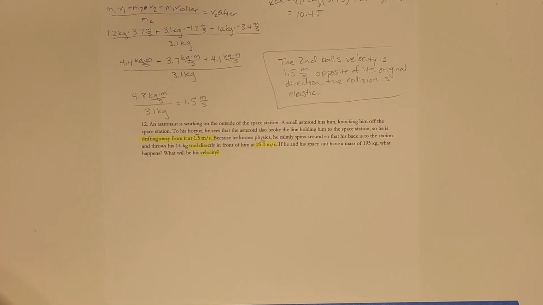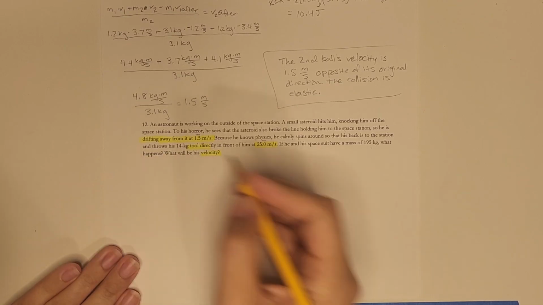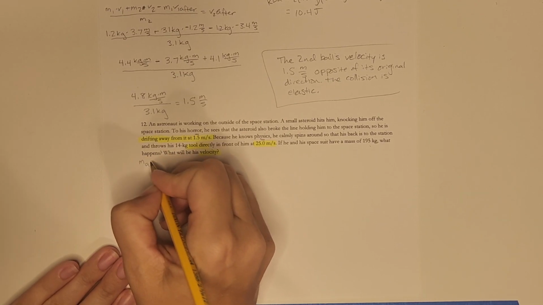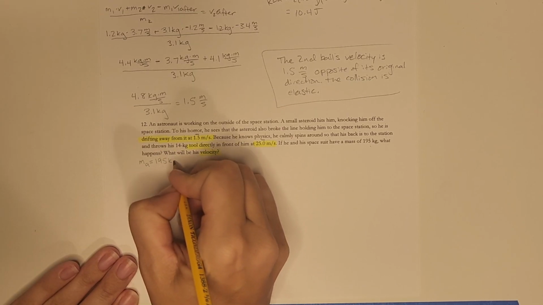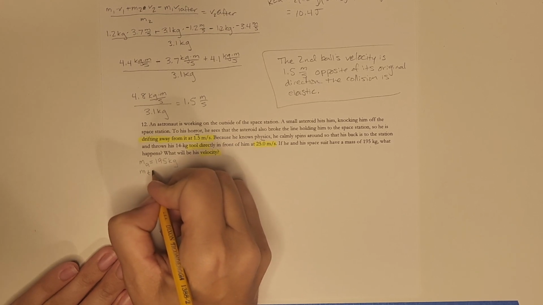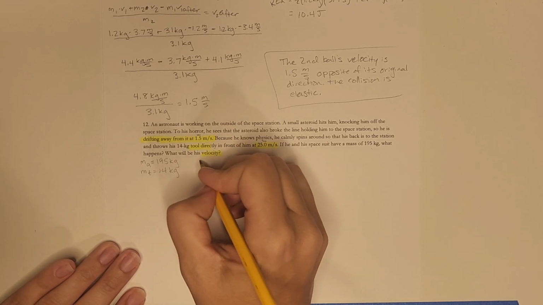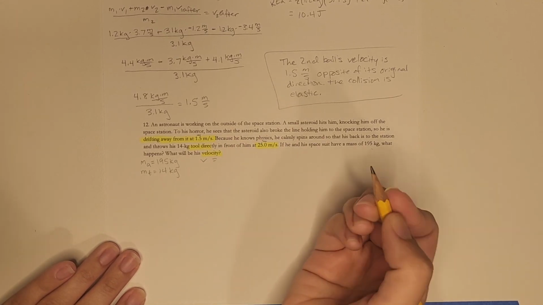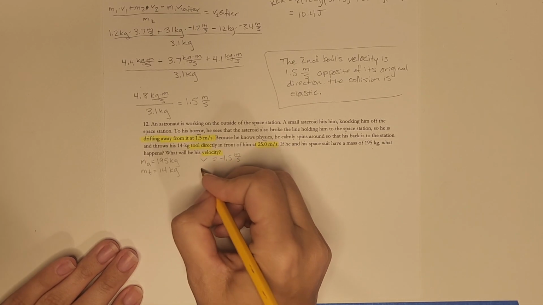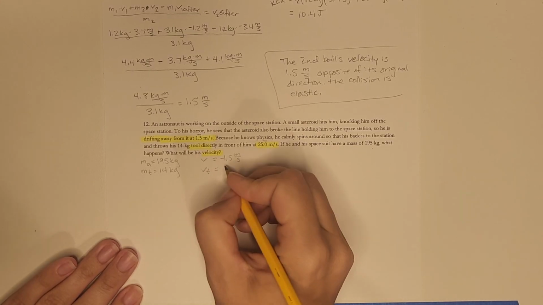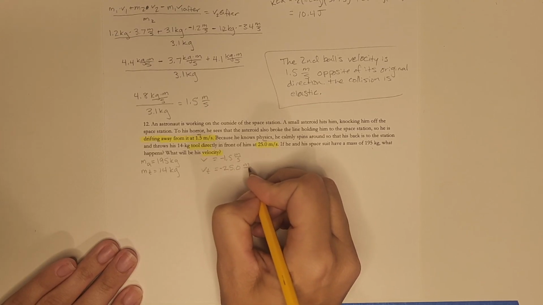So let's now write out what we know. We know the mass of this astronaut, 195 kilograms. We know the mass of the tool is 14 kilograms. We have this velocity, which is negative 1.5 meters per second. And we have a velocity of the tool, which is negative 25.0 meters per second.